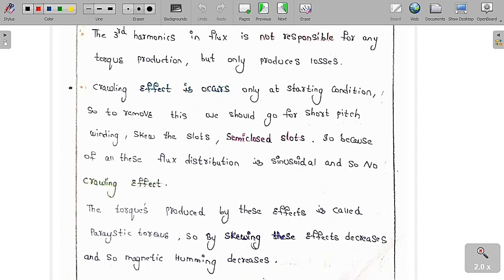Crawling effect occurs only at the starting condition. To remove this, we should go for short pitch winding, skewing the slots, or semi-closed slots. Because of all this, the flux distribution is sinusoidal, so no crawling effect. The torque produced by the harmonics is called the parasitic torque. By skewing the slots, these effects are decreased, so magnetic humming is also decreased.